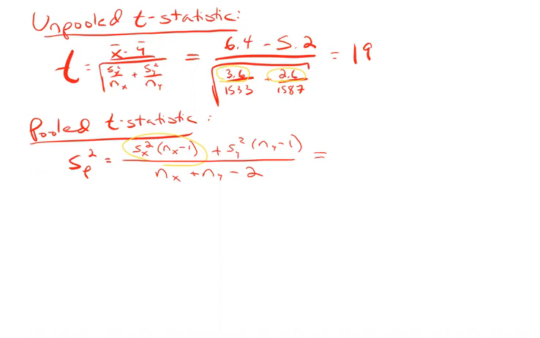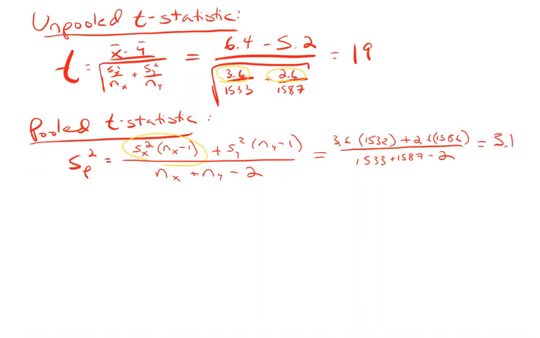So I can actually do this here. So I've got 3.6 times 1532 plus 2.6 times 1586, divided by 1533 plus 1587 minus 2. And when I do that, I get 3.1. Okay.